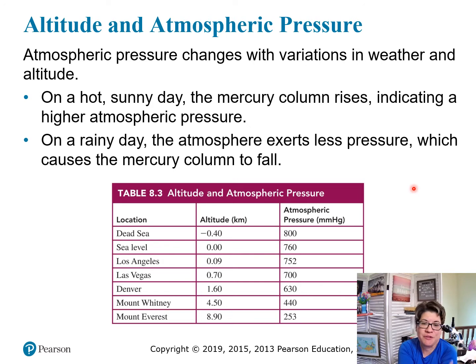Here's some examples of different altitudes and pressure here. You can see this table at the bottom. At sea level, you are at 1 atmosphere, which is 760 millimeters of mercury. And then as you go down to the Dead Sea, which is lower than sea level, your atmospheric pressure is higher. And then as your altitude goes up to Mount Everest, your atmospheric pressure is lower.